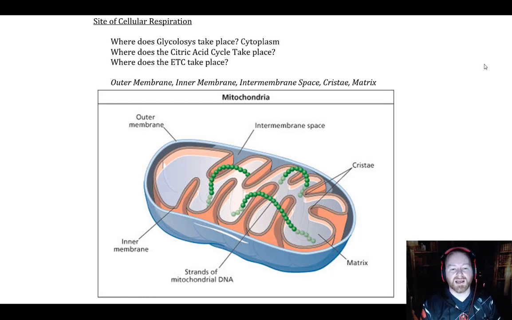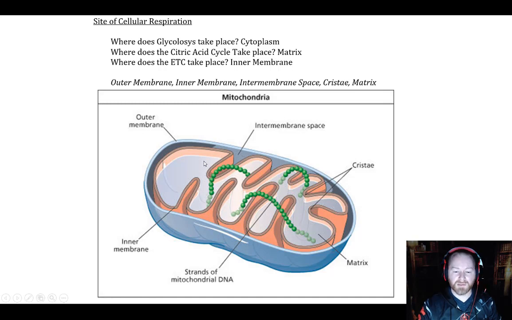So where does the glycolysis take place? Glycolysis happens in the cytoplasm. It does not occur in the mitochondria, and that's going to be important for when we talk about fermentation, right? So then where does the citric acid cycle take place? That's going to be in the matrix, in this goo on the inside. All right. Then where does the ETC take place? It's going to take place on that inner membrane. So on this line here, this is where it's going to take place.